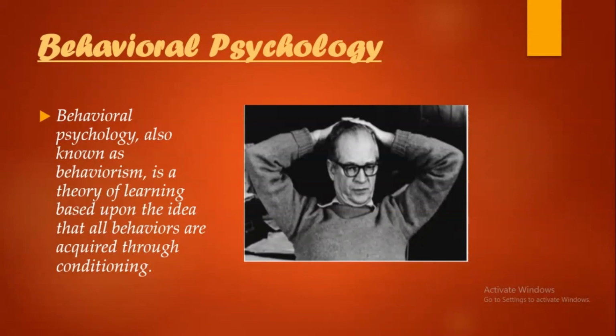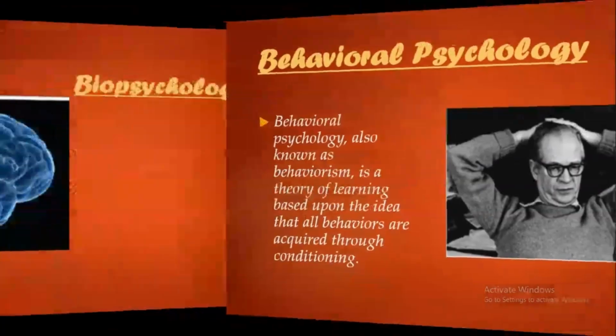Behavioral psychology, also known as behaviorism, is a theory of learning based upon the idea that all behaviors are acquired through conditioning. So behaviorism says that a person learns different behaviors through the environment. They are not innate, but are learned traits from the environment, either positive or negative in nature. A person learns all the behaviors from their surroundings, from their environment, through the process of conditioning, or through punishment, reinforcement, or motivation, right?